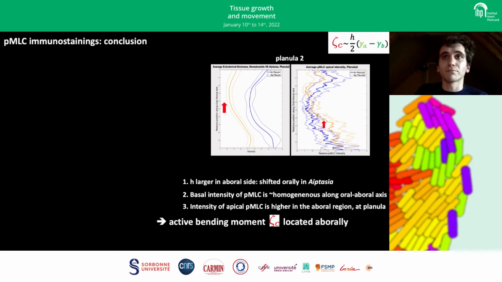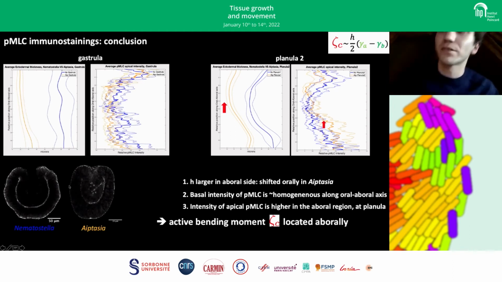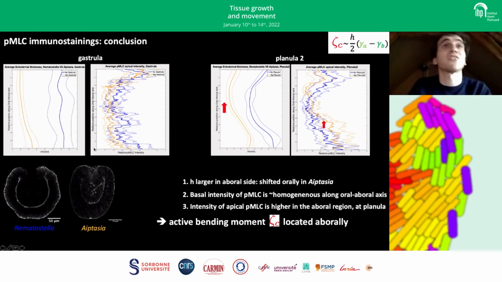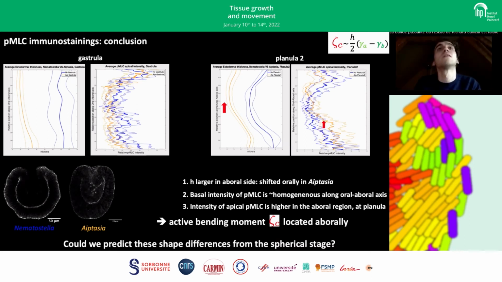However, we could not predict these shape changes from the gastrula stage. At gastrula, the thing is homogeneous, both for thickness and the apical intensity of myosin phosphorylation. So my message here is that I could not have predicted the resulting shape changes from the analysis of the initial stage, the spherical stage. My question now is, could we predict these shape differences from the spherical stage?